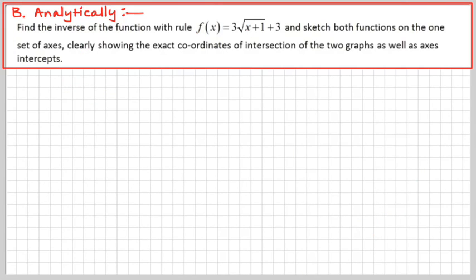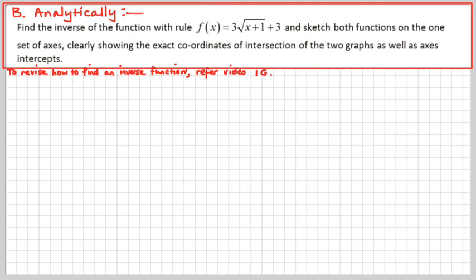Now we're going to do some analytical ones. We're going to find the inverse function of the function with the rule f(x) = 3√(x + 1) + 3, and sketch both functions on the same set of axes, clearly showing the exact coordinates of intersections of the two graphs, as well as axes intercepts.